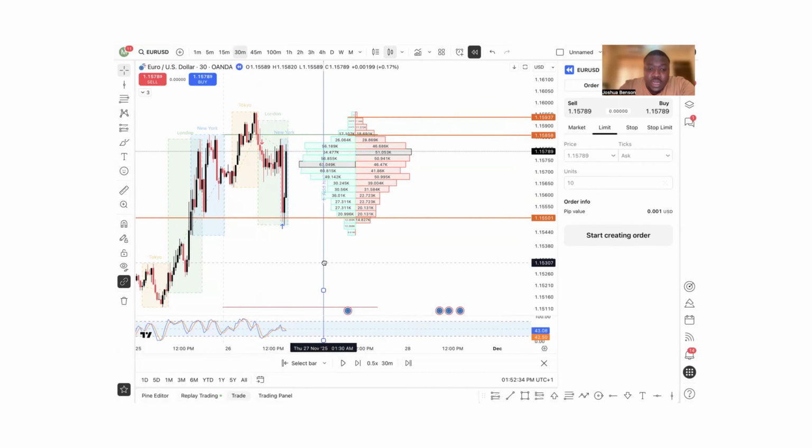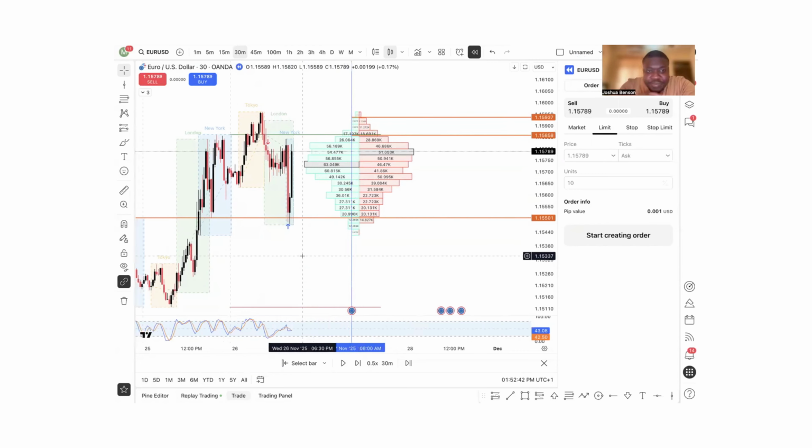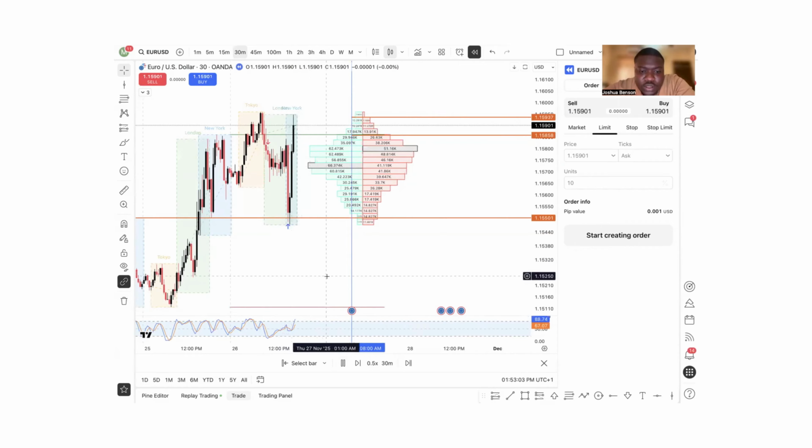So I'm going to go back to 8 a.m. again, and then I'm going to wait for either a sweep of the first 30 minutes candle that forms, the high or the lows, a sweep of either the high or the lows of that candle. All right, so that's what I want to see before actually going for a trade. So as you can see, let's wait for it to form again. Let's check the time if we are correct.